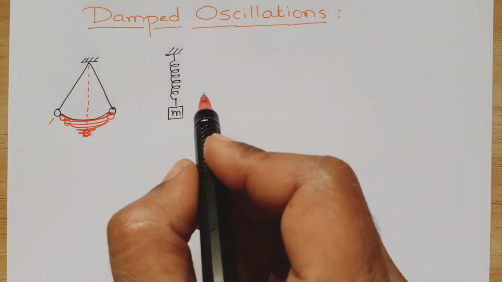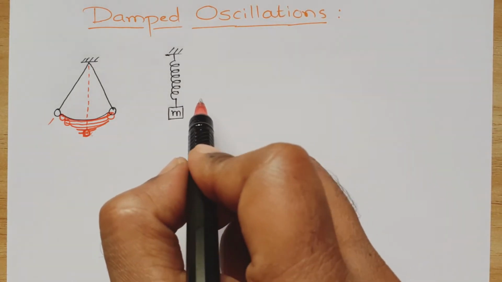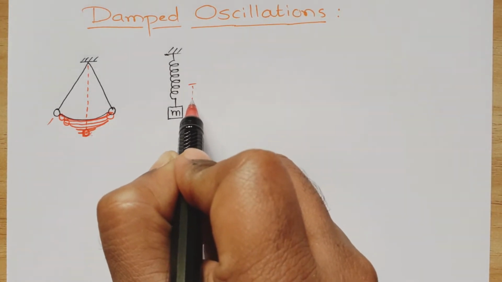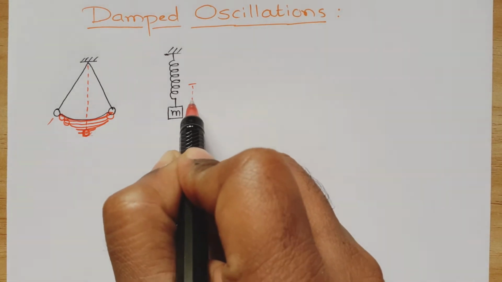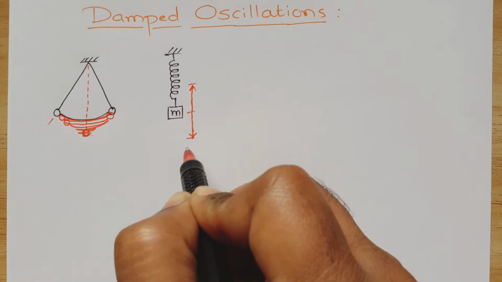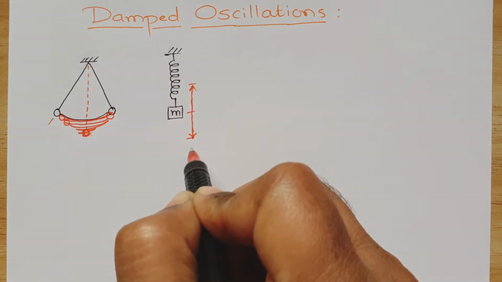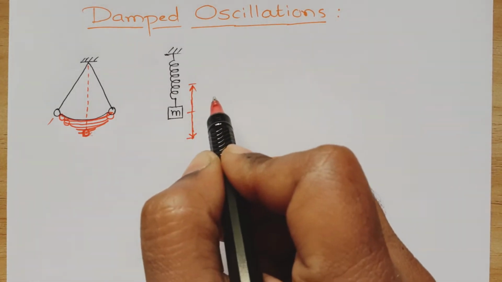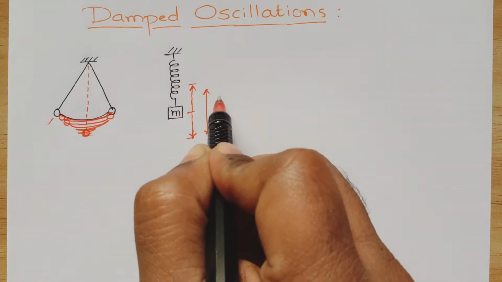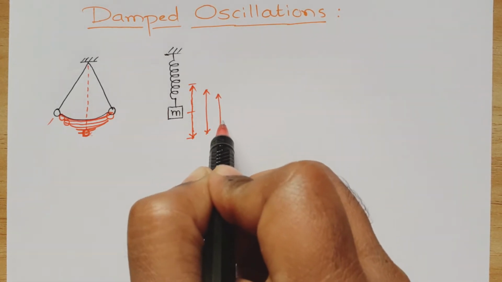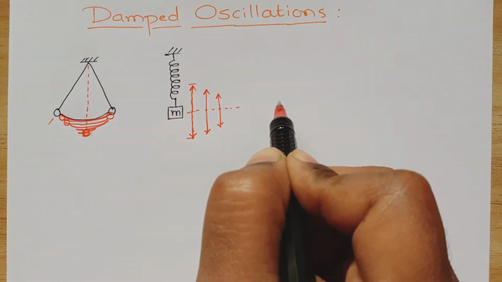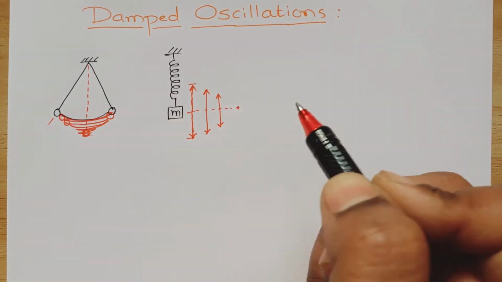The same is with this spring and mass system. Say its amplitude is from center till here. This is the amplitude. It makes the up and down motion like this. When you pull it and leave it, it makes the up and down motion. But in the next cycle, the height will be reduced. And in the next cycle, the height will further reduce, and at the end it will stop at the mean position.